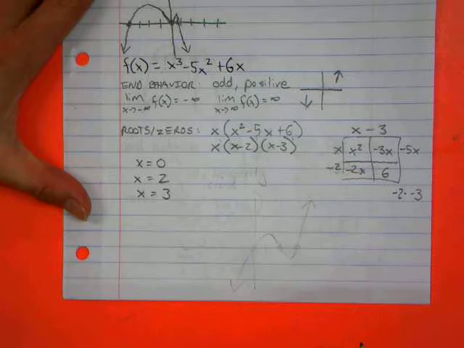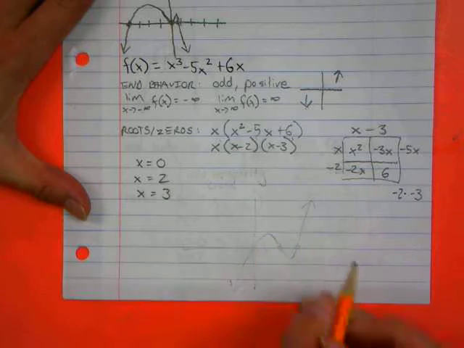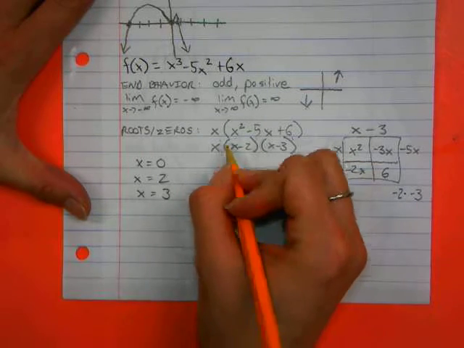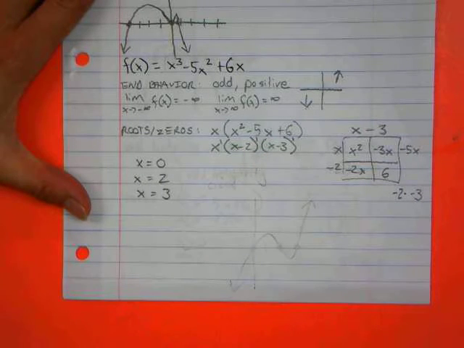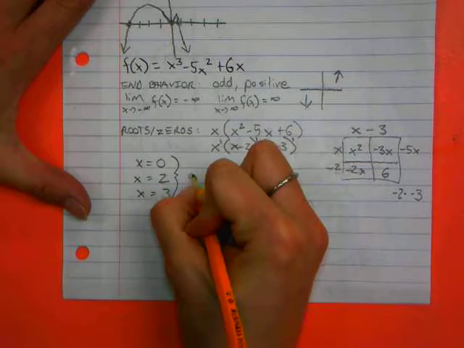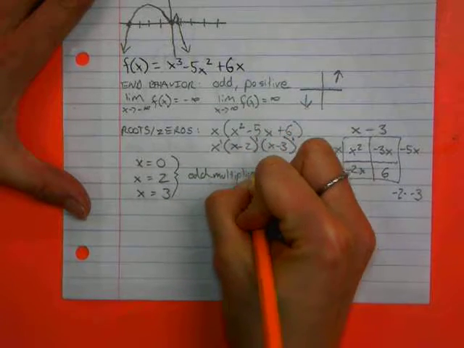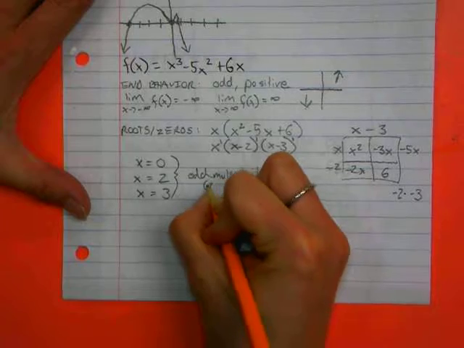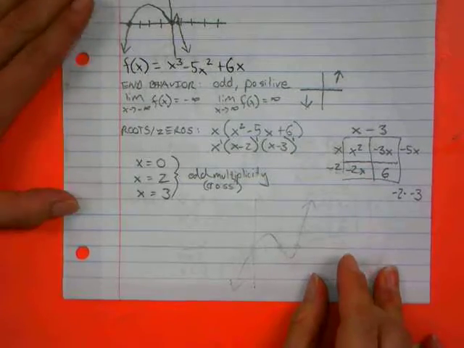And I want to think about the multiplicity of those so that I can figure out exactly what it's going to look like. Is it going to touch these points or cross through these points? So if I look back at the exponent or the multiplicity of each of these factors, all of them are raised to a power of just 1. There's no other power there. And 1 is odd, so all of these have odd multiplicity. And so they're therefore going to cross the x-axis at those points rather than be tangent to them.